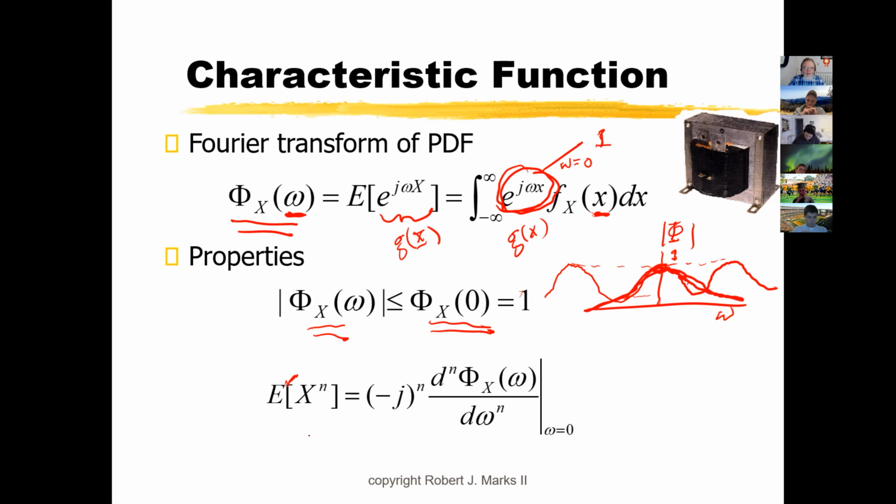One of the beautiful things about the characteristic functions, if you differentiate it, and this comes from the derivative theorem of Fourier analysis that we all know about, if you differentiate the characteristic function n times, then you get the nth moment. This is the expected value of x to the n. And we can show this because phi of omega is equal to this.